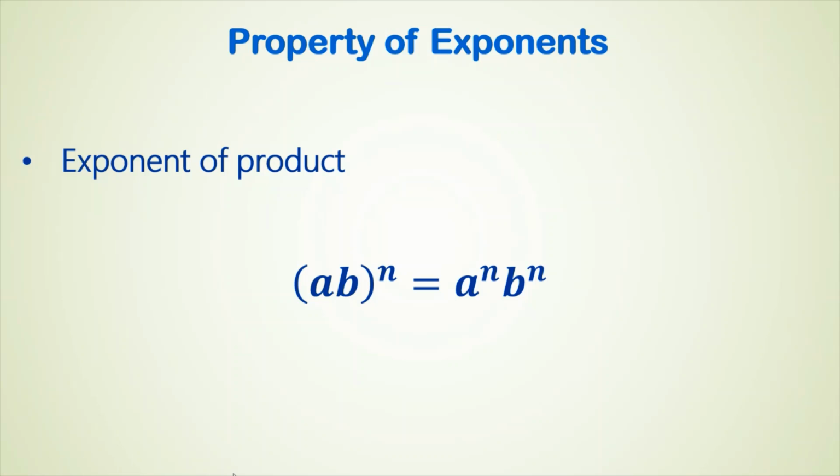Let's look at our third property, exponent of product. Let's say that we have two numbers, a and b, and their product, a times b raised to the nth power, is equal to a raised to the nth power multiplied by b raised to the nth power. Okay, so keep this in mind, and let's look at an example problem.